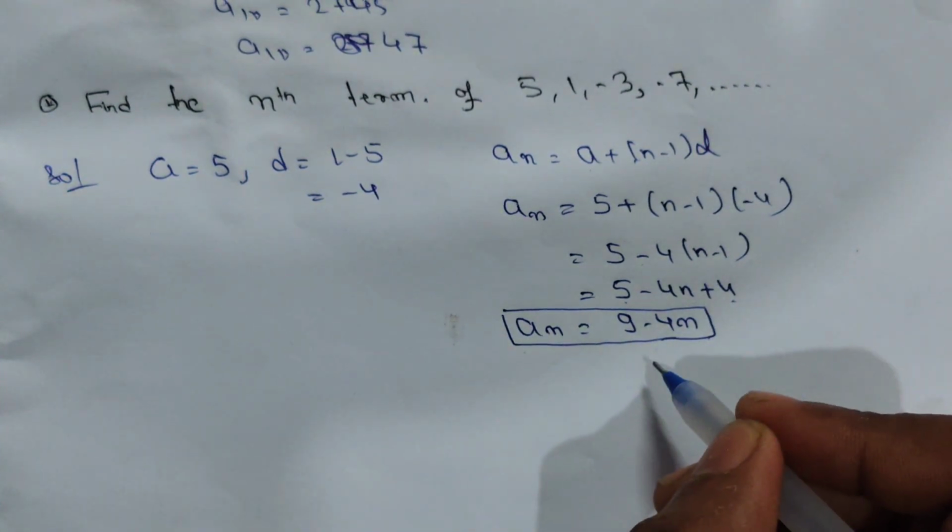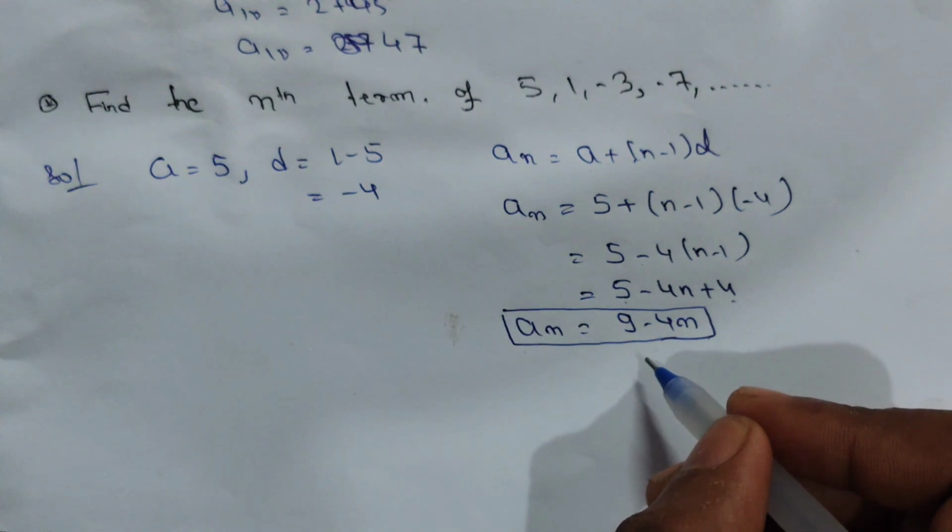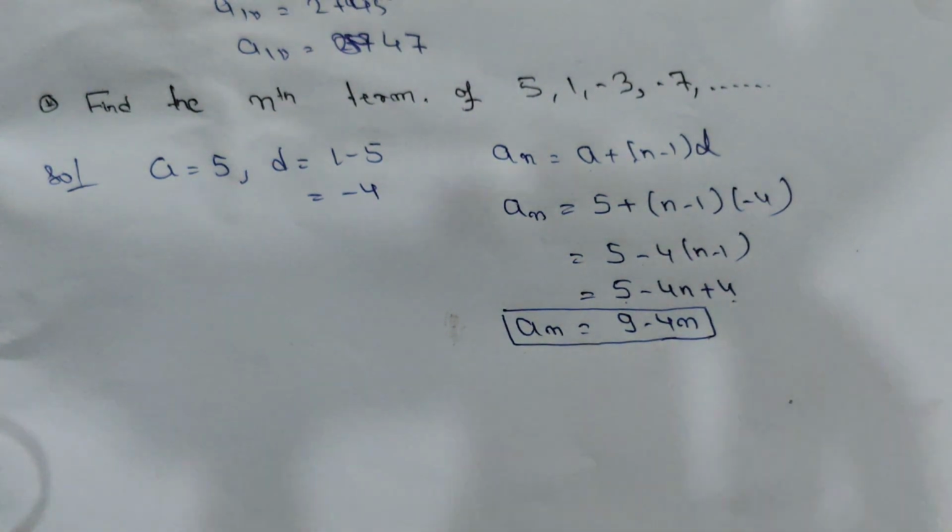So the value of the nth term is 9 minus 4n. Why? Because we don't have the value of n. If you're not having the value of n, this is your answer. Clear? Okay, let's go for the next question.